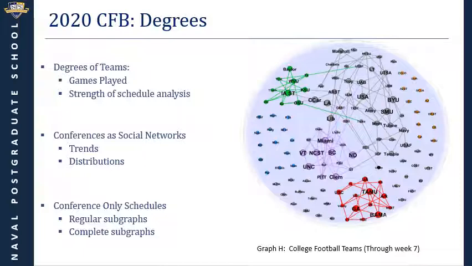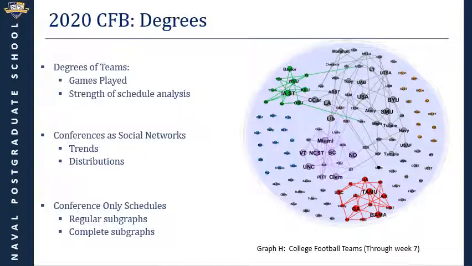Remember that each vertex represents a football team and that each edge represents a game played between two teams. The number of edges incident with that vertex is the degree of that vertex. Expanding on this principle, we can infer more information about our graph.